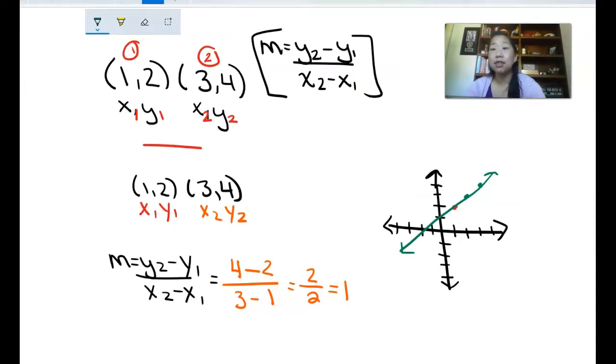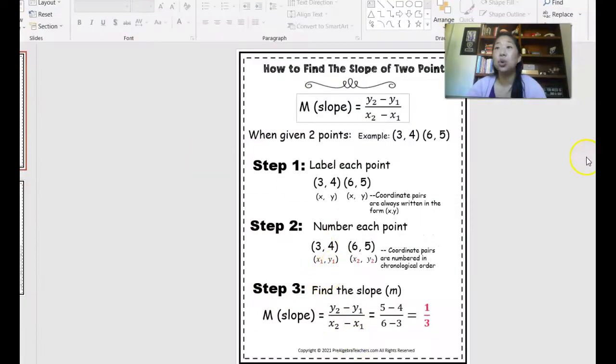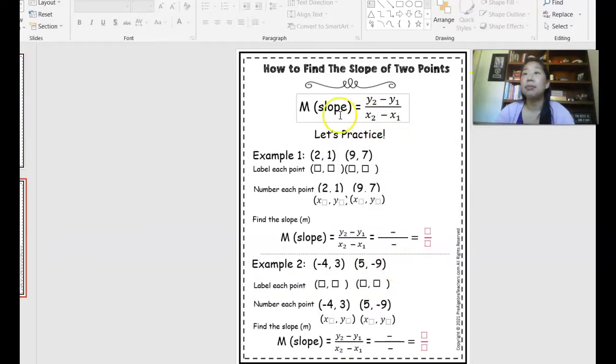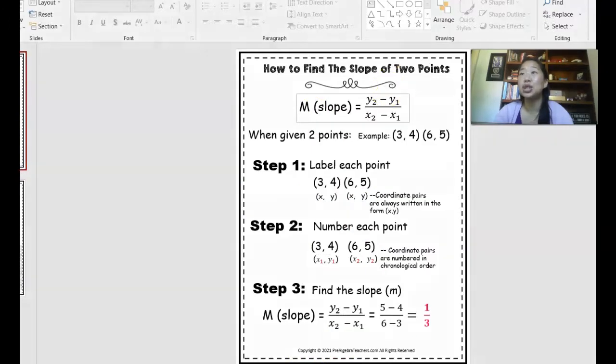So if you would like to grab this template so you can show your students, it's a lot clearer without my chicken scratch. We have our slope formula up here. We have an example. We have all 3 steps. And then on the second page is a template for your students to plug in, practice labeling, practice numbering, and then they can find the slope. There are 2 examples on this template page.